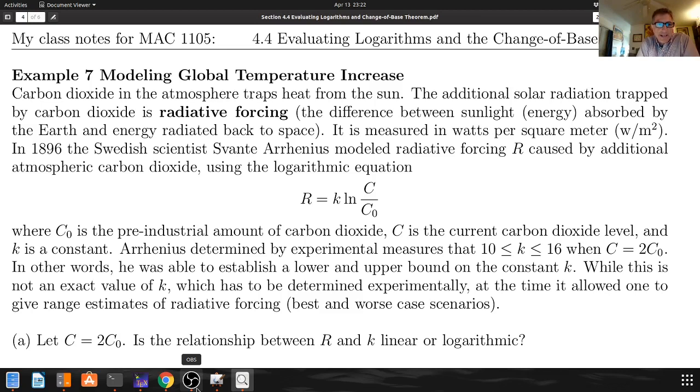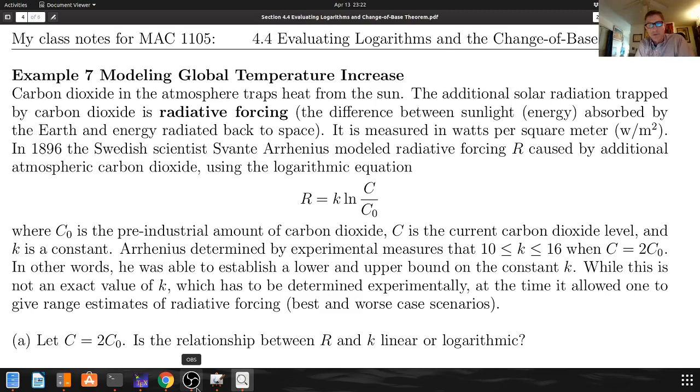In 1896, the Swedish scientist, no idea how to say it, Svante Arrhenius, modeled radiative forcing R, caused by additional atmospheric carbon dioxide using the logarithmic equation. R is equal to K times the natural log of C divided by C naught, where C naught is the pre-industrial amount of carbon dioxide. We can find C naught quite accurately by looking at ice core samples.